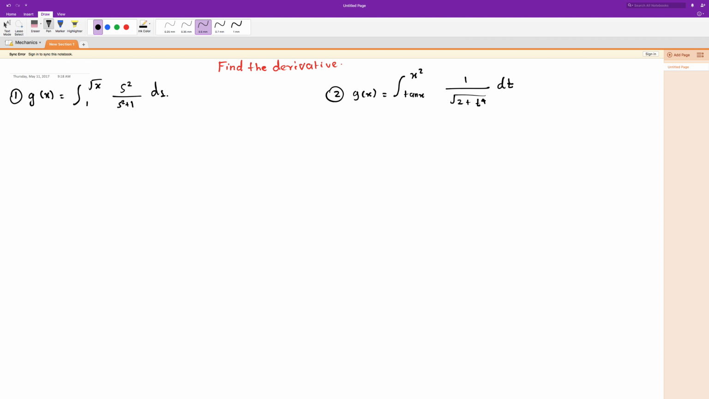What's going on, guys? Let's do this problem right here. The question is asking to find the derivative. So let's see how we can find the derivative of this one using the fundamental theorem.